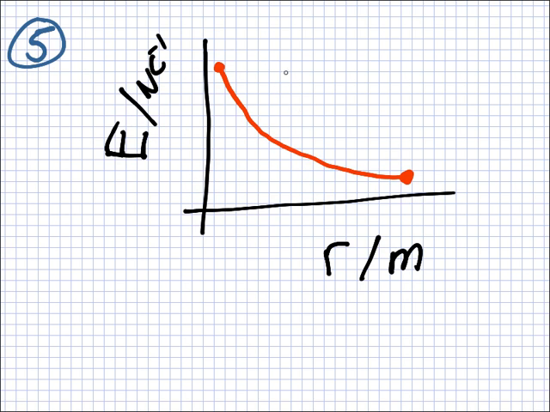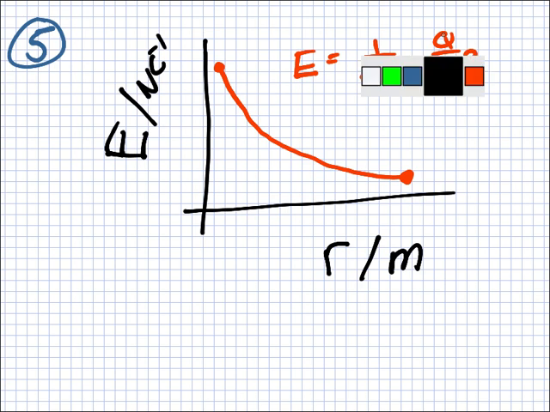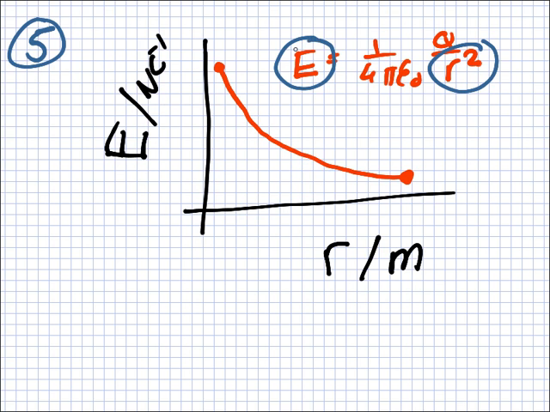Now you actually know this from the new formula. You have the formula E equals 1 over 4 pi epsilon 0 times Q over r squared. So can you see, as the r squared gets bigger, then the E must get smaller.